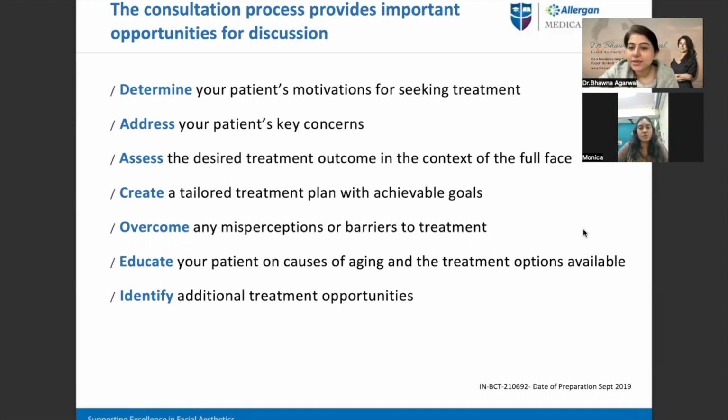Which is why an aesthetic consultation needs a minimum of 1 hour, because these are all the things that you need to do. Because the more clarity you have into the insights of your patient's concern, the more you will be able to deal with the results in a better way.